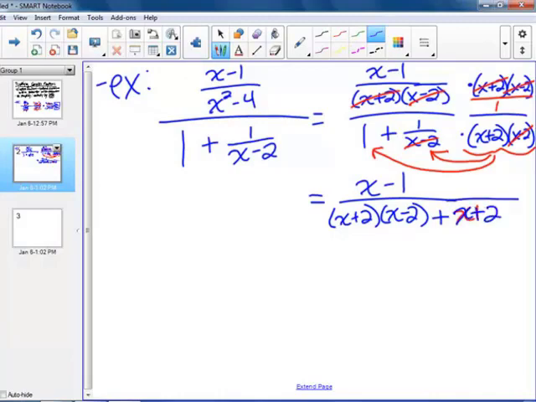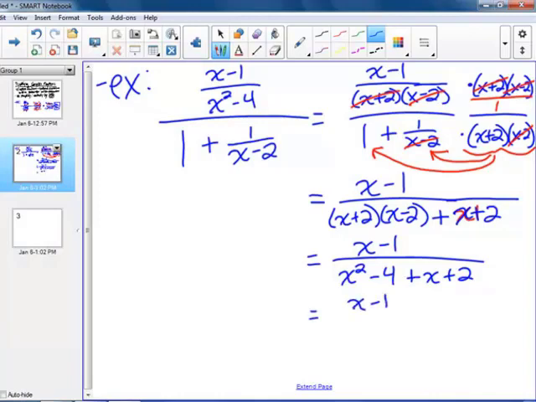Okay, so now I'm going to do a little simplifying here, see what happens. So on top, I still have x minus 1. On the bottom, if I FOIL that, x squared plus 2 minus 2 is going to drop out, so x squared minus 4. Plus x plus 2, bring that down. So I have x minus 1 over x squared plus x. The minus 4 and the plus 2 will become a minus 2.